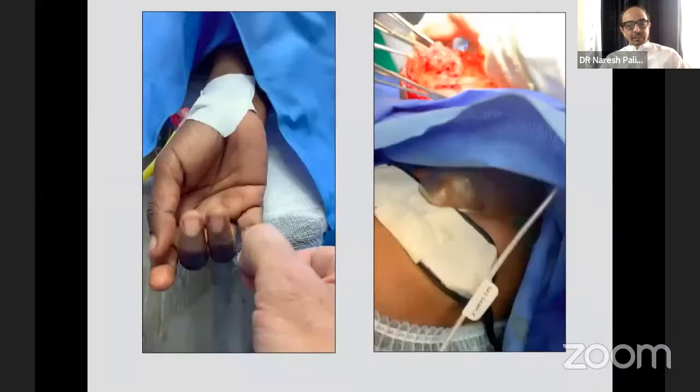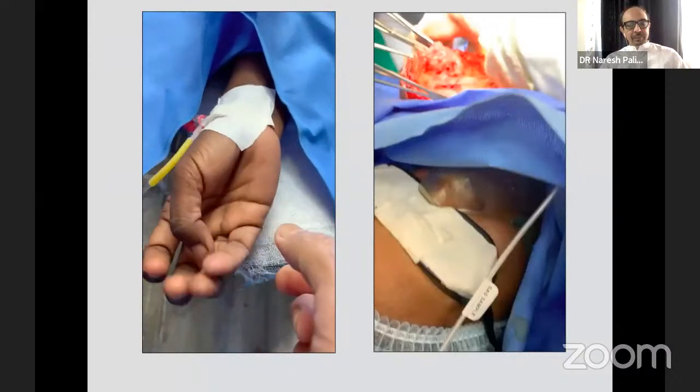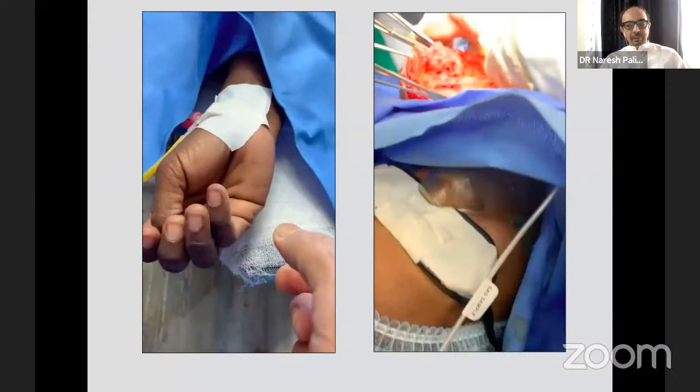There was no sensation at C8, but her grip strength was good, indicating only a sensory block. This is MRM being done.